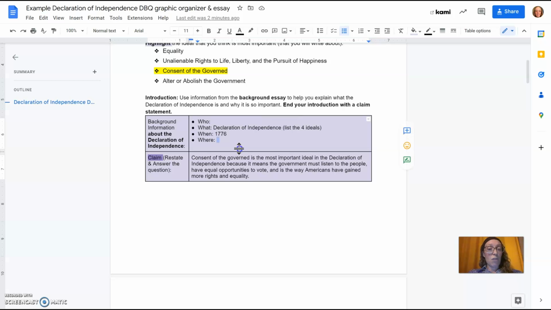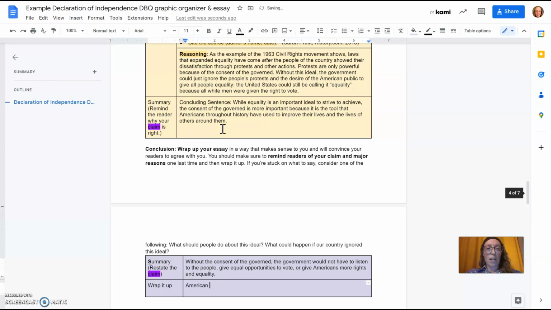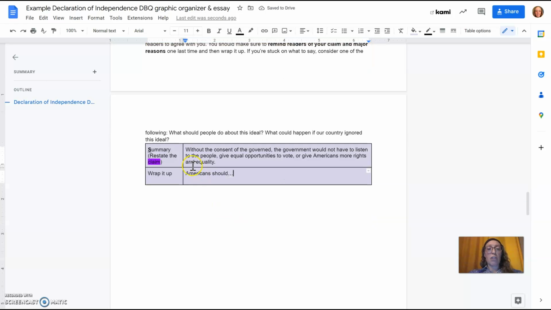If you have your notes and the fill in the blank notes, it already has this in there. So that is your introduction and your conclusion. I promised that sentence starter before. It can just be Americans should. All right, so when you get that done, you are finished with pre-writing, and writing this essay is going to be so easy with the graphic organizer finished.